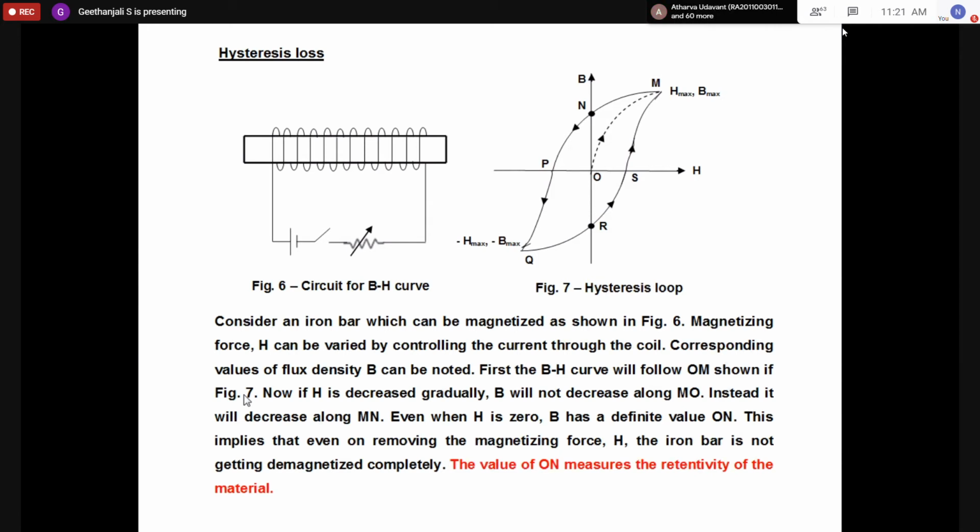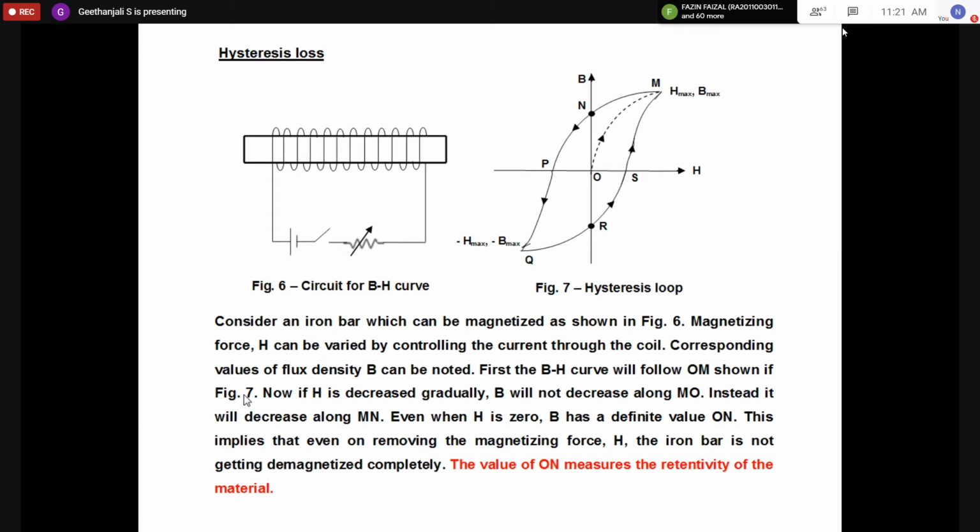Consider an iron bar which can be magnetized as shown in figure 6. Magnetizing force H can be varied by controlling the current through the coil. Corresponding values of flux density B can be noted. So they are plotting the graph between B and H. First the BH curve will follow OM, shown in figure 7. Now H is decreased gradually.